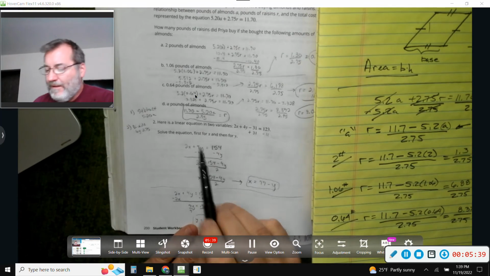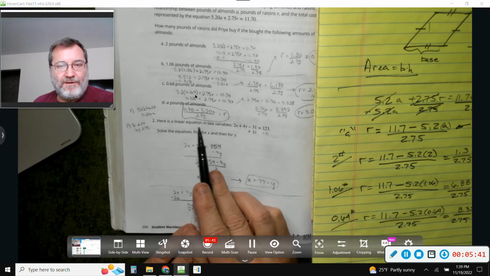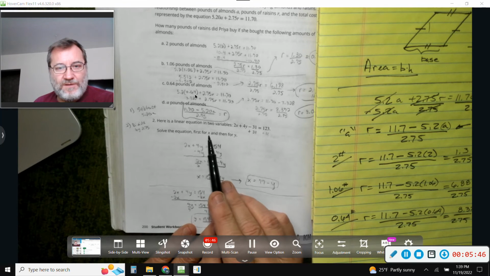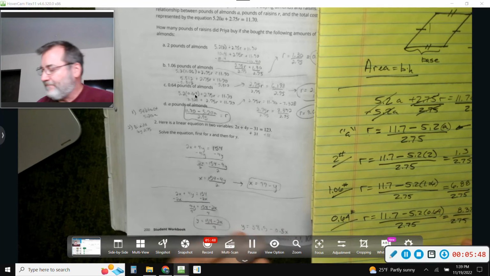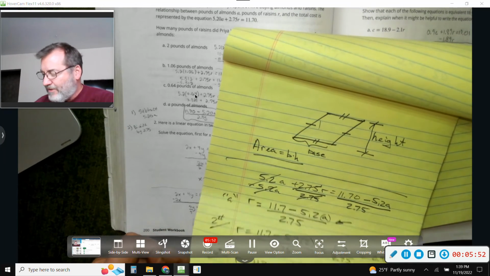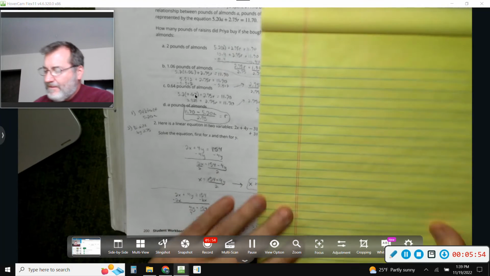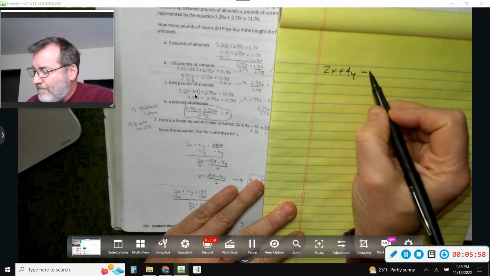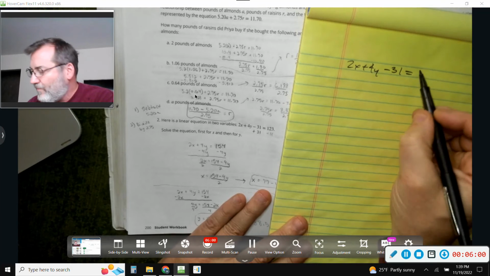All right. Number 2, here is a linear equation with two variables. That's the x and the y. Solve the equation first for x and then for y. All right, so let's go through that. Very similar construct on each one of those. So you got 2x plus 4y minus 31 equals 123.